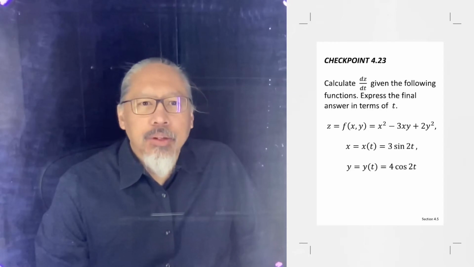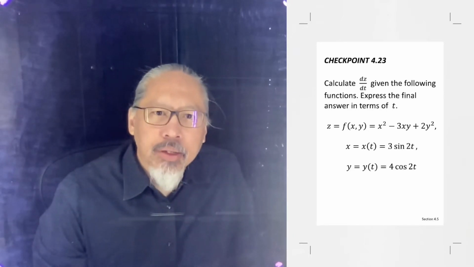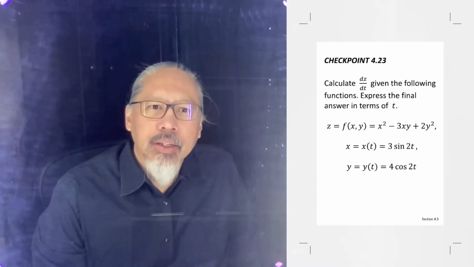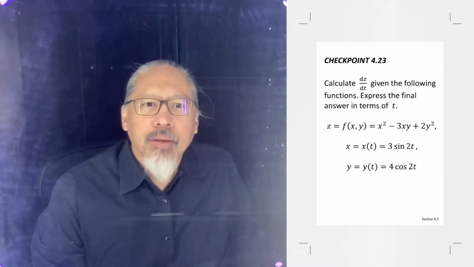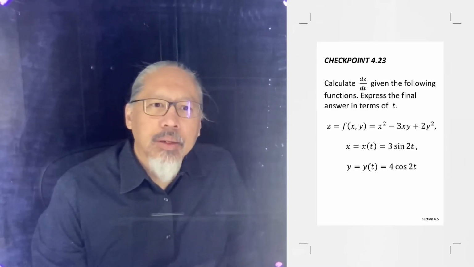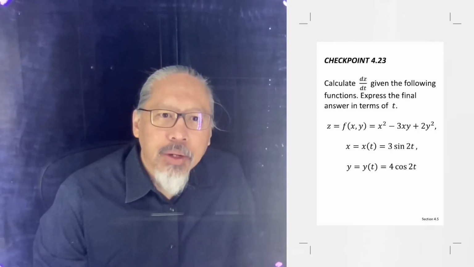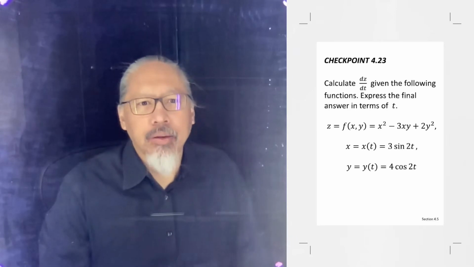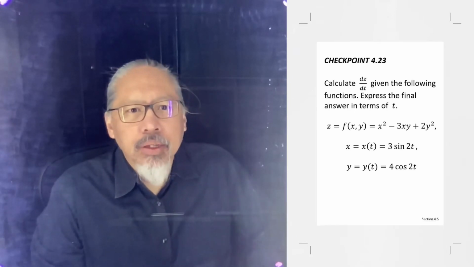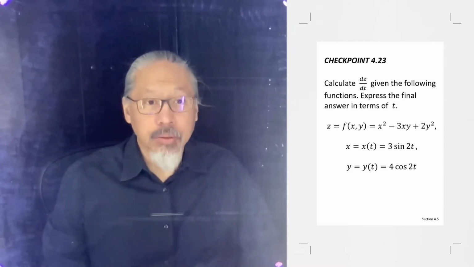In this video we'll look at checkpoint 4.23, and here they want us to calculate the derivative dz/dt given the following functions. We have z equal to x squared minus 3xy plus 2y squared, and then x of t is equal to 3 sine 2t and y of t is equal to 4 cosine 2t.